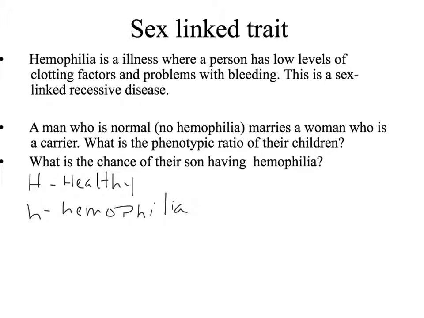In the problem, it says a man who is normal, so no hemophilia. This means that he is X big H, Y. And he's going to marry a woman who is a carrier. So remember, carrier is just another word for heterozygote. So it's referring to her genotype. So she's female, she's X big H, X little h.